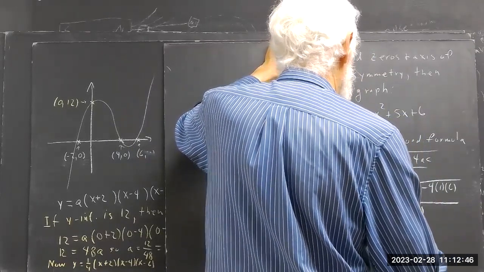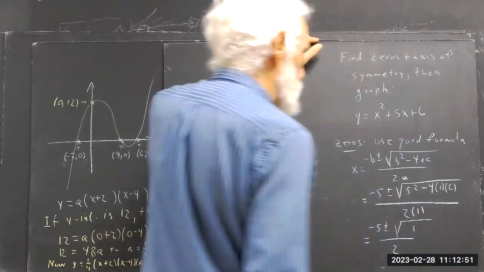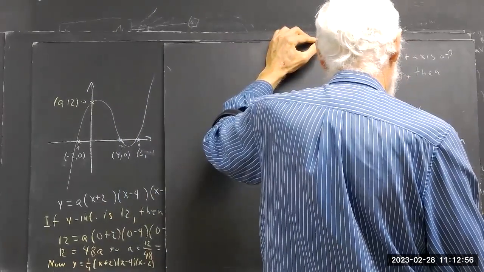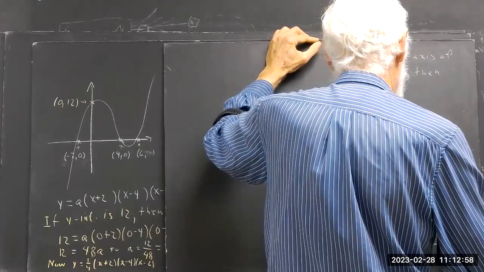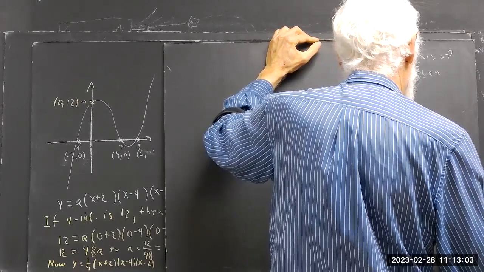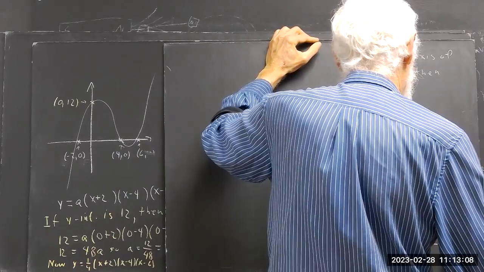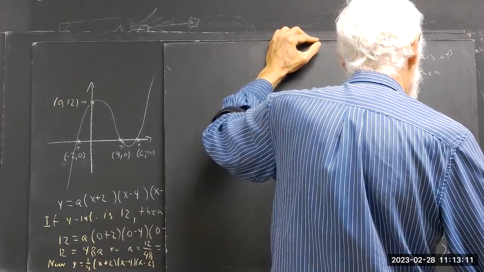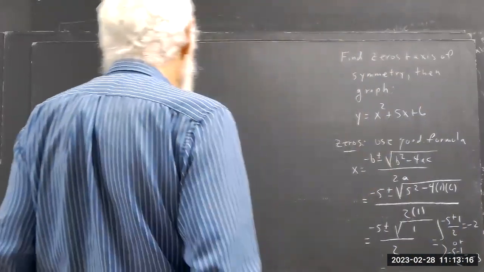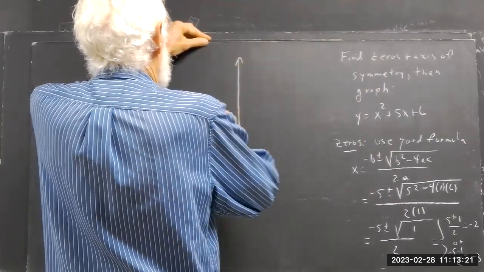You get negative 5 plus or minus the square root of 1, over 2. You get negative 2, negative 3. So right away, you have 2 points you can put on the graph.